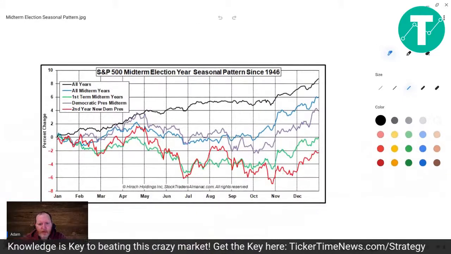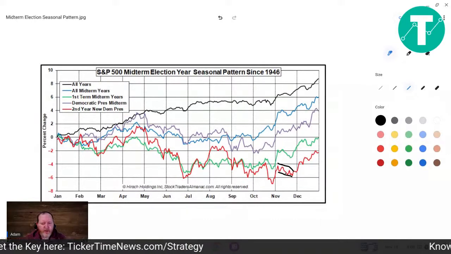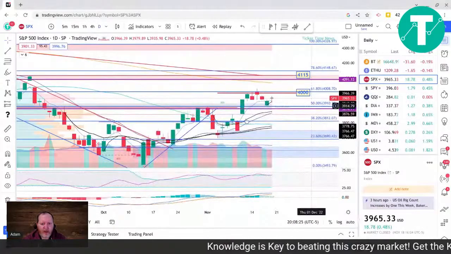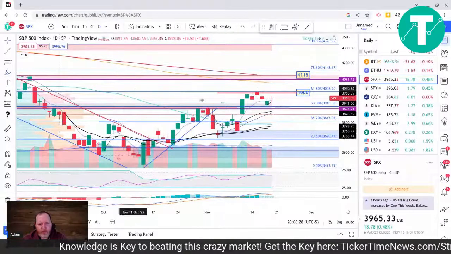Okay. November. So what do we have? We have very volatile, very choppy, and a downward slope to it. Okay. If you apply that to this week, right, in November, what do we have here for the week?